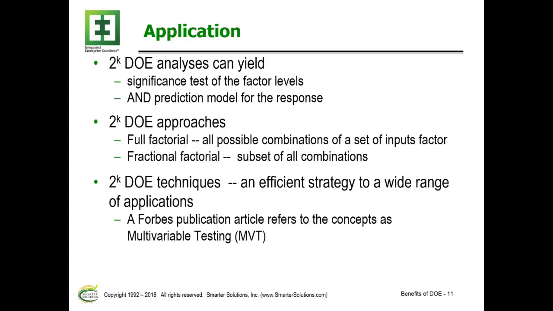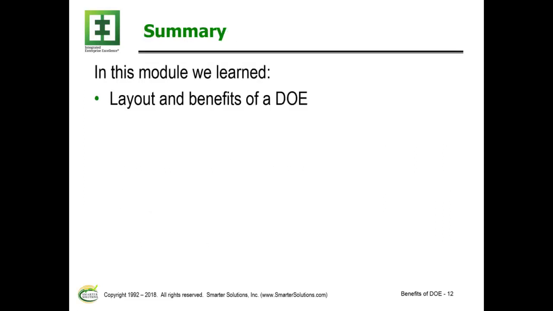With this, we can look at the significance of the factors and levels, and we can also create a prediction model for the response. 2K approaches can have a full factorial, that's all possible combinations, or a fractional factorial, where it's a subset of all combinations. So I'm going to really be focusing on the fractional factorial because that's where you can gain the most benefit for the least amount of work. So DOE techniques are an efficient strategy that has a wide range of applications. In other articles, it's referred to as multiple variable testing. So in this module, we learned about the layout and benefits of a DOE.